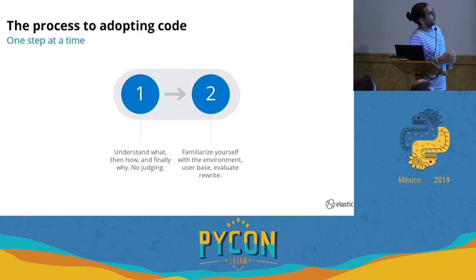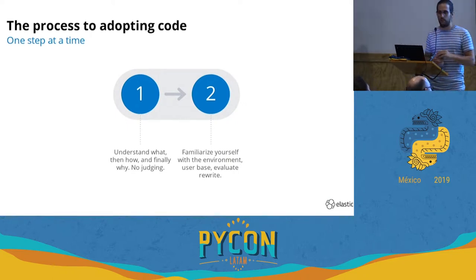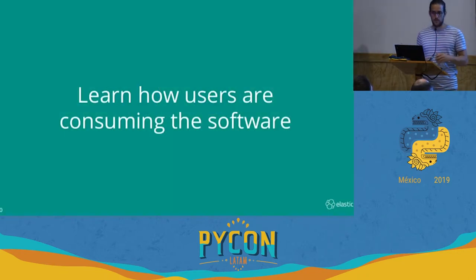Second step is familiarize yourself with the environment, the user base, and evaluate a rewrite. I'm very careful whenever I talk about rewrites, because as developers, we always like to rewrite everything because we think our stuff is going to be better than others. But there are some questions, not really rules, that we should all ask ourselves. So we'll get to that. First, learn how users are consuming your software.